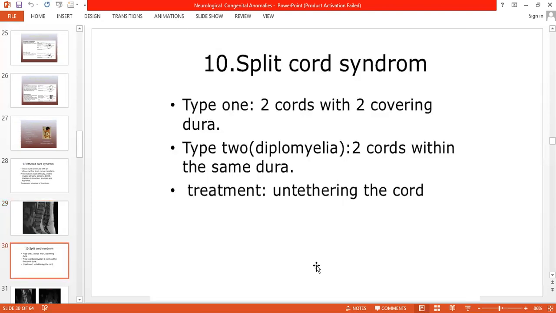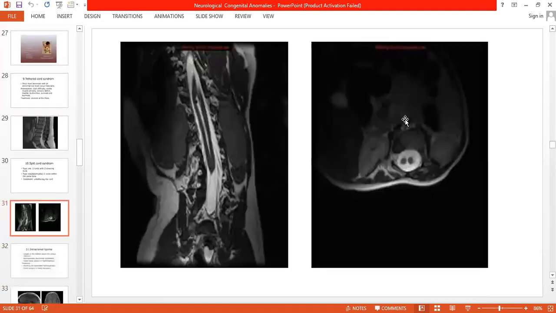The split cord malformation, as the name explains, there is splitting of the cord. There are two types. Type 1, two cords with two coverings, that is the dura. Type 2, two cords within the same dura. Treatment is untethering the cord by surgical intervention, of course. Here we see a coronal view with splitting of the cord. This is the fibrous band which is splitting the two cords. Okay?